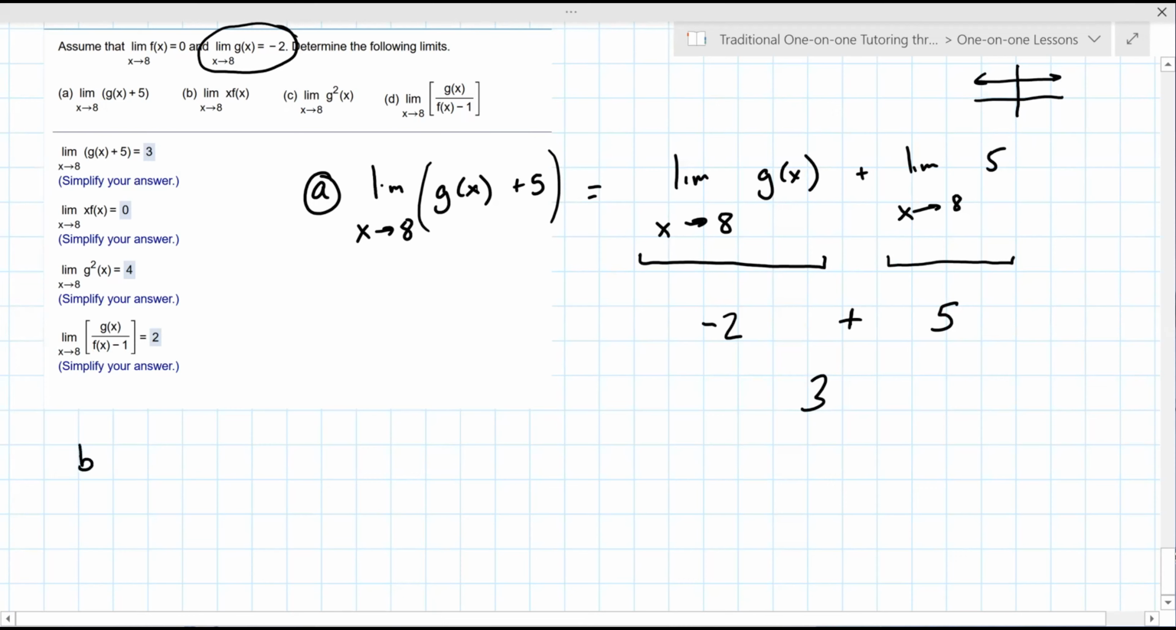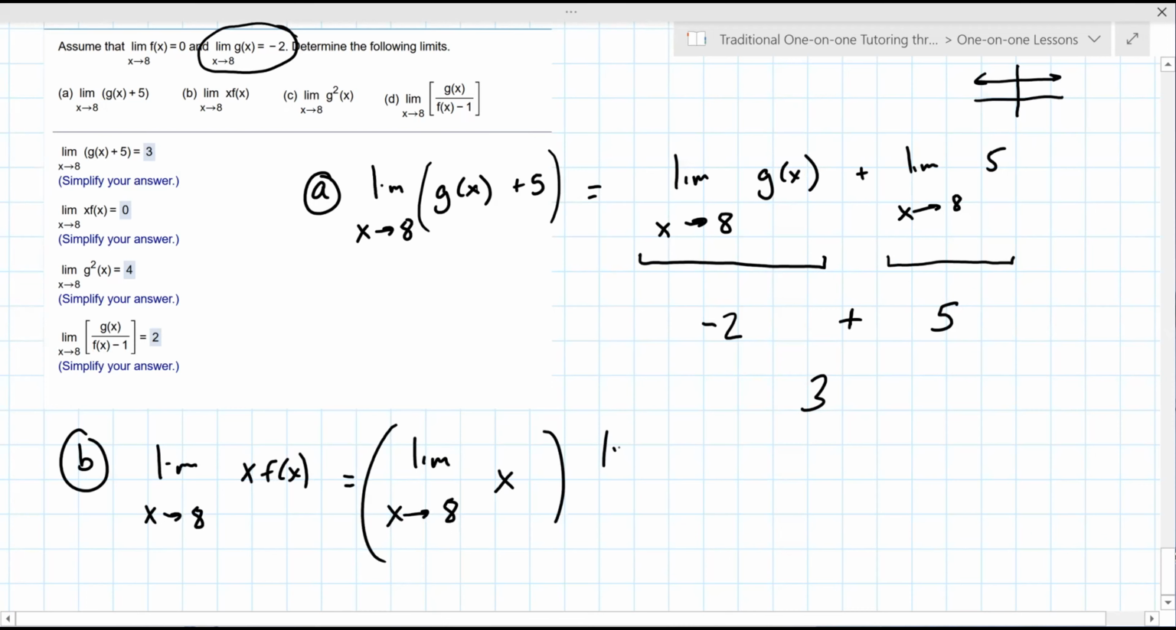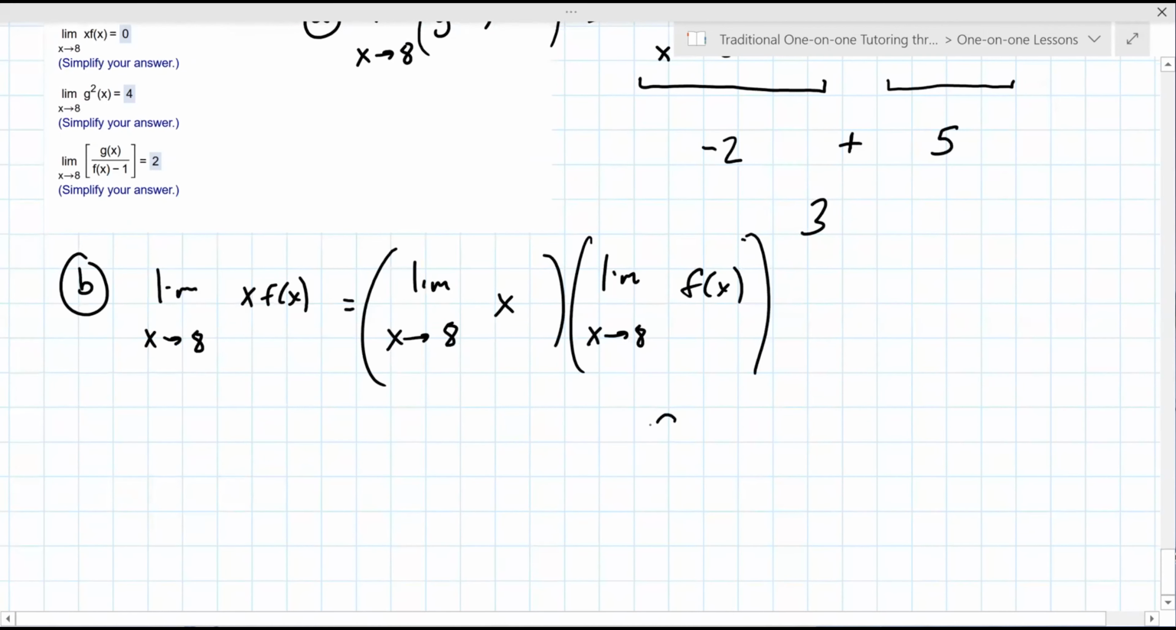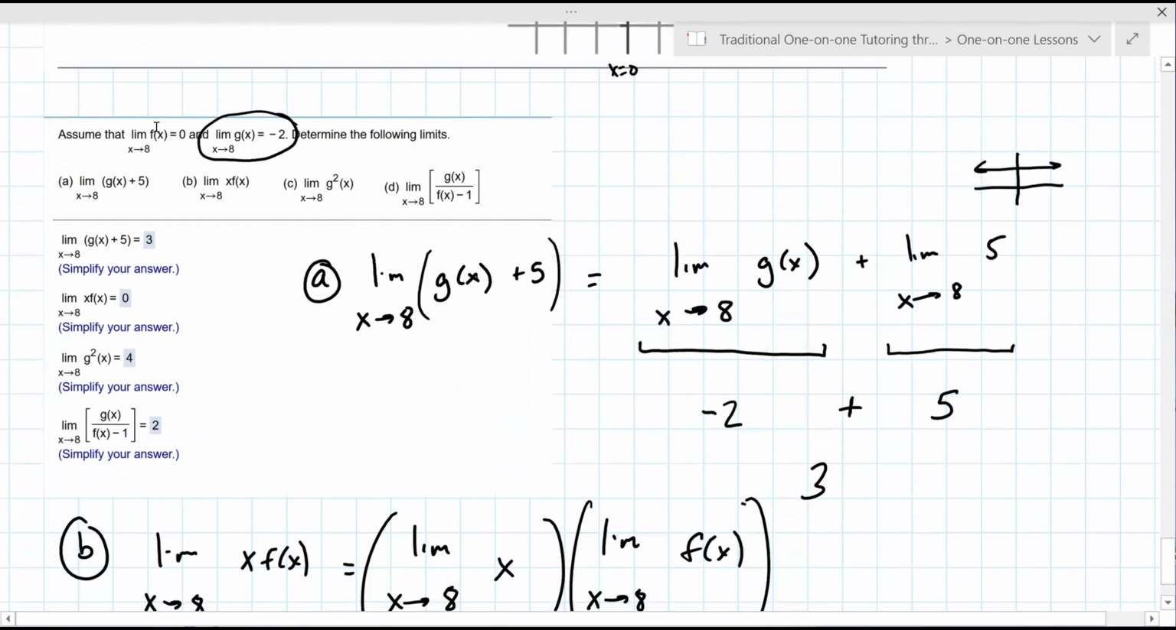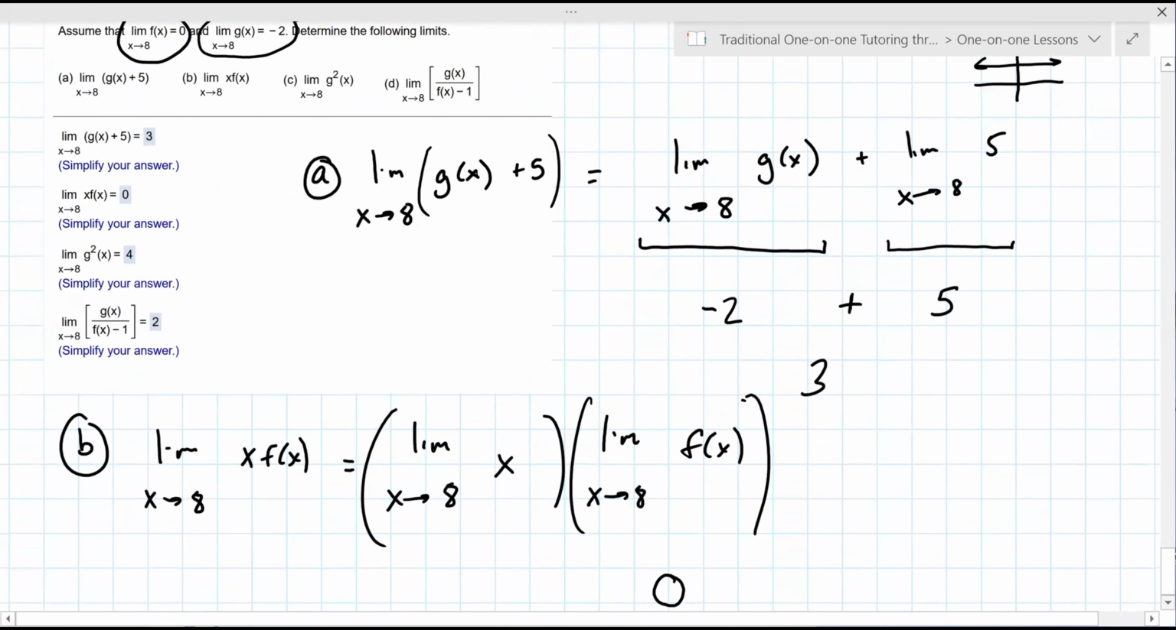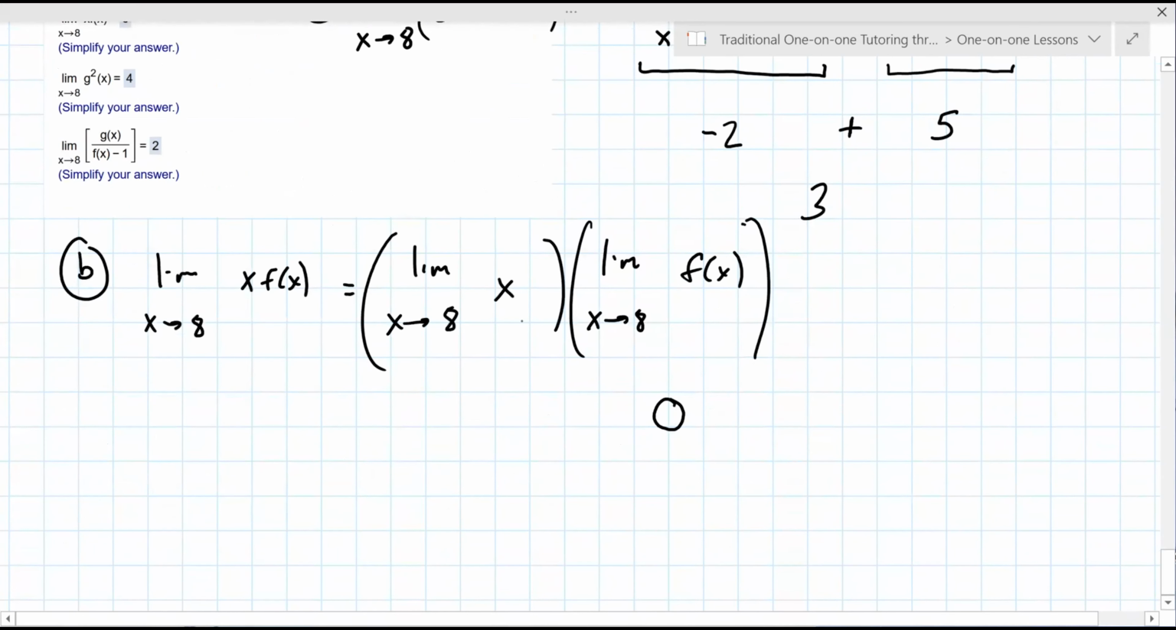Oh, okay. Letter B, the limit as x approaches 8 of x f of x is equal to the limit as x approaches 8 of x times the limit as x approaches 8 of f of x. So let's do the one on the right. The one on the right is 0 because it's defined that way up here in the original. What is 0 times anything? 0. So we don't even have to go further, but let's talk about what this would be.